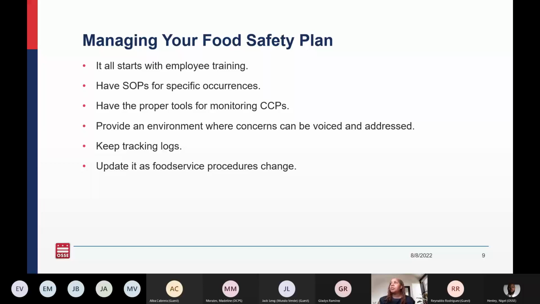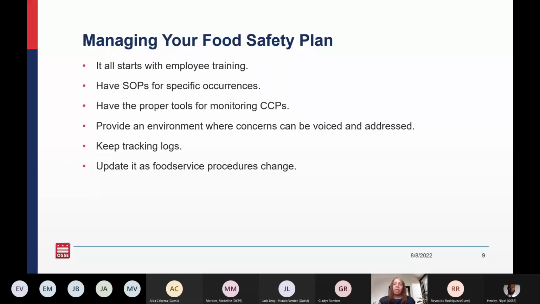So the first step to managing your food safety plan is to ensure that your employees are trained. Typically, this can be done at the beginning of the school year during professional development days, but that should not be the extent of when staff is trained. Staff would be best served to be trained quarterly or maybe even biannually.